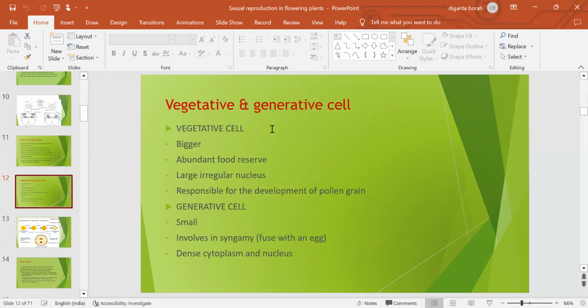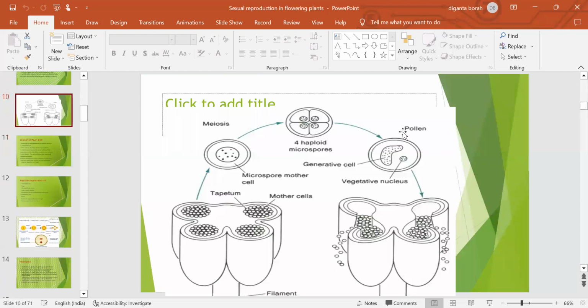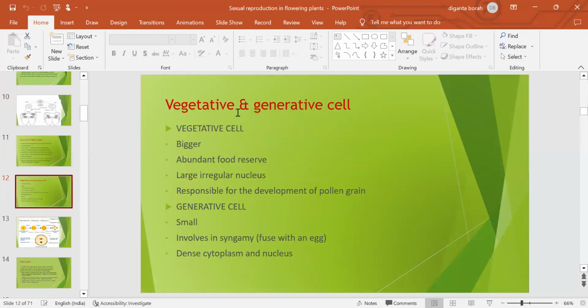Next, vegetative cell and generative cell. In this diagram, I have already shown you that within the mature pollen grain, there are two cells. One is called the generative cell, another is the vegetative cell. Now we are going to discuss the generative and vegetative cell. Vegetative cell is the bigger one. It has abundant food reserve, meaning food is stored in these cells. A large irregular nucleus is present, and it is responsible for the development of the pollen grain. It means it provides food to the developing pollen grain. Generative cell is small, involved in syngamy, meaning fusion of gametes. So it takes place in fertilization, and cytoplasm and nucleus are present.